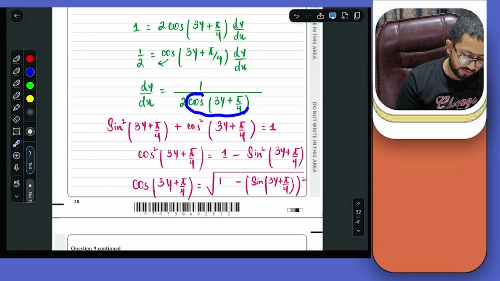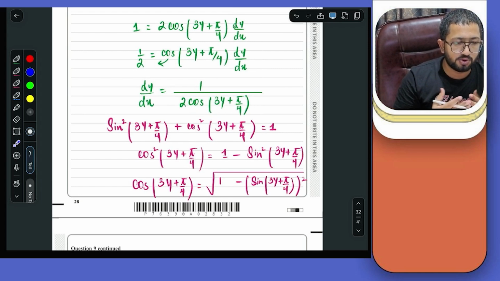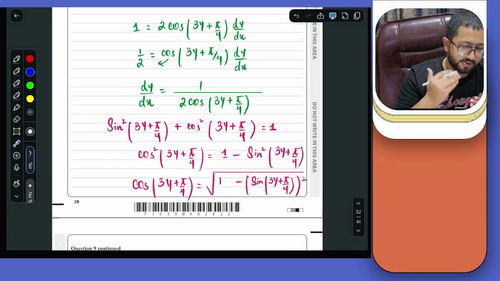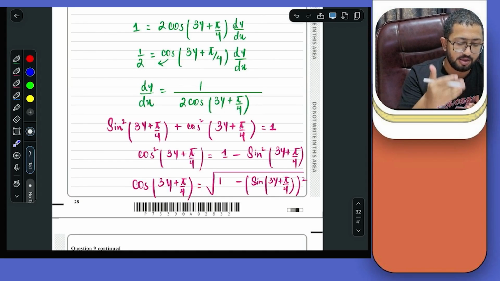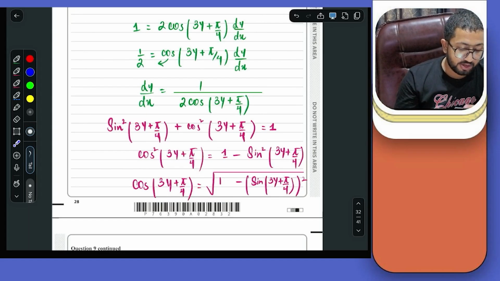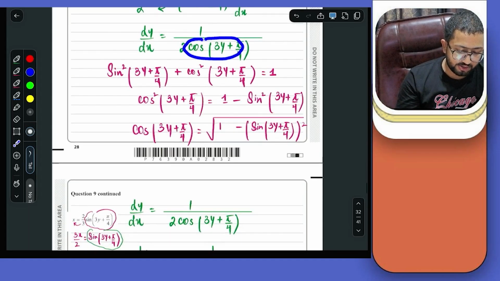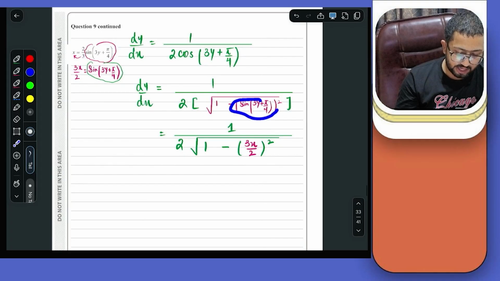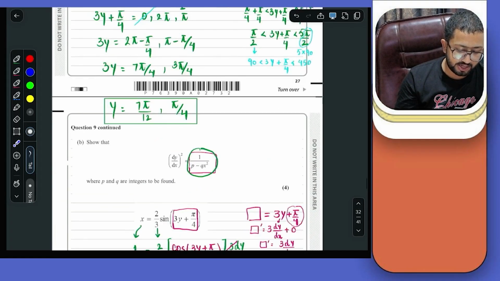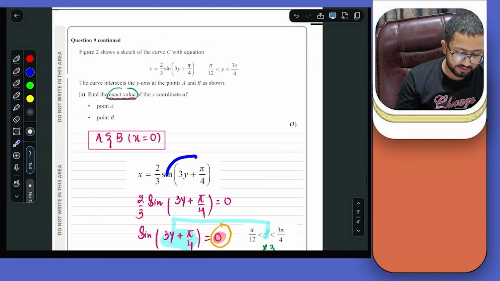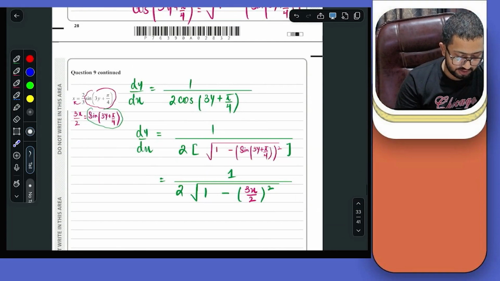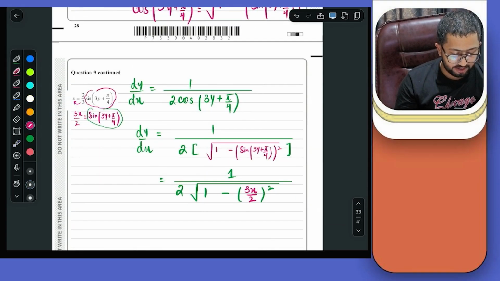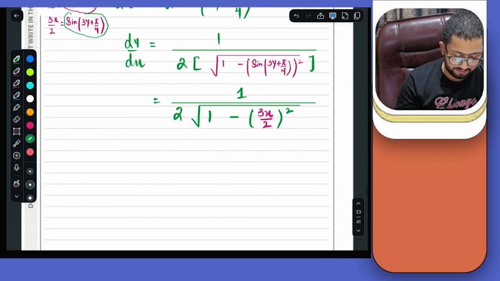I want to remove cos actually. But we can't remove cos functions. We can convert one trigonometric function in terms of another trigonometric function. That is the main problem. We can't remove it. So that's why we need to convert our cos function in terms of sine function. Why? Because we know that our sine function is actually equal to 3x over 2. So then you can do this question easily.